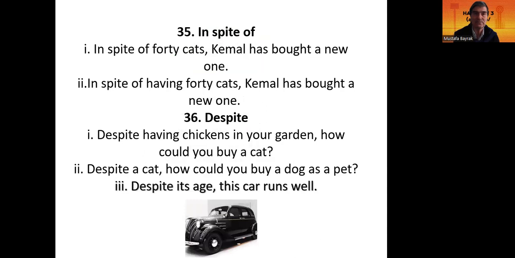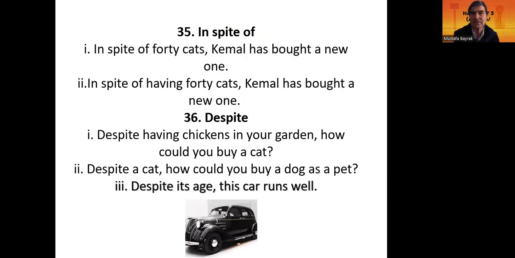In spite of 40 cats, yeah, in spite of having 40 cats, also possible. In spite of 40 cats, Kemal has bought a new one. In spite of having, yeah, 40, without seeing it, in spite of having 40 cats, Kemal has bought a new one.